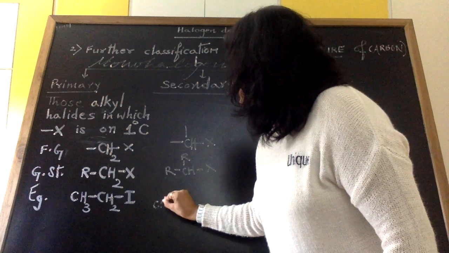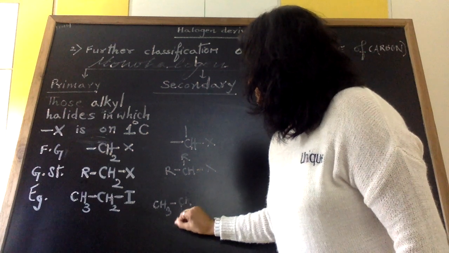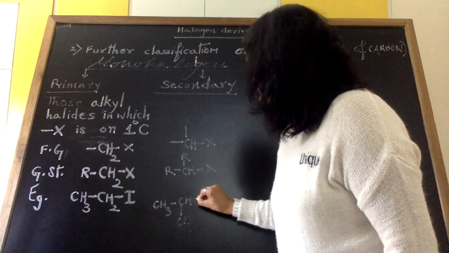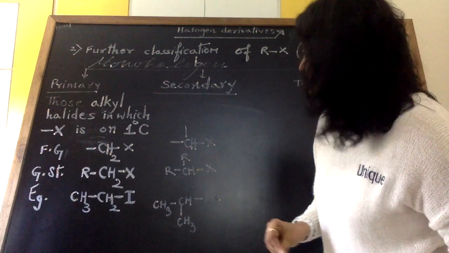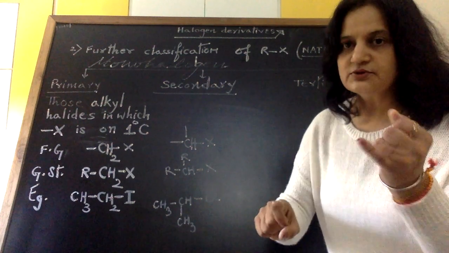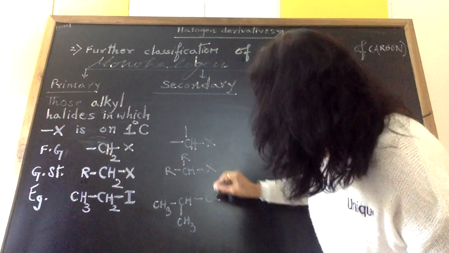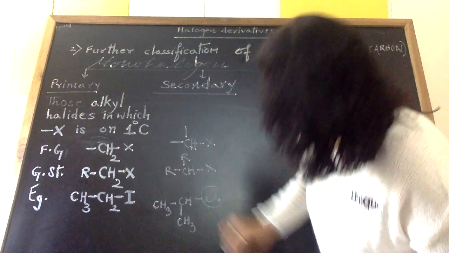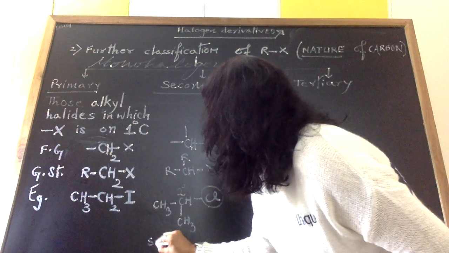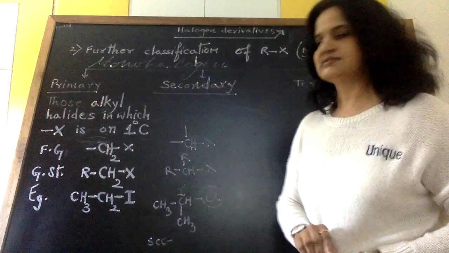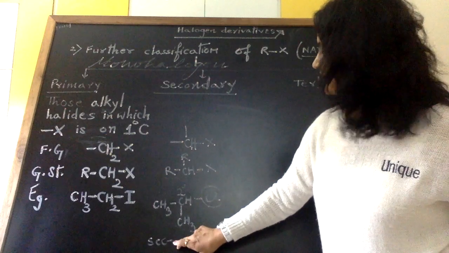Suppose we take an example. Here the two R are same. Many people have difficulty writing names. See, it is not at all difficult. Suppose I am writing the common system. First thing I have to see is which carbon the halogen is on. Halogen is on a 2-degree carbon, so I take the prefix sec.